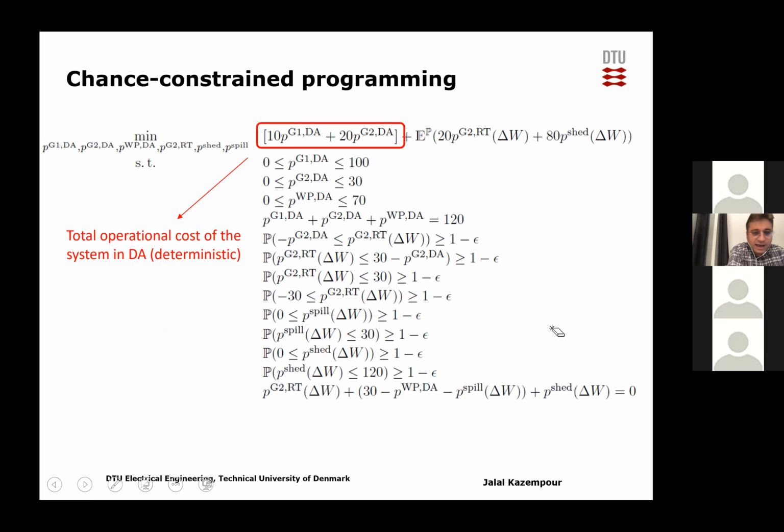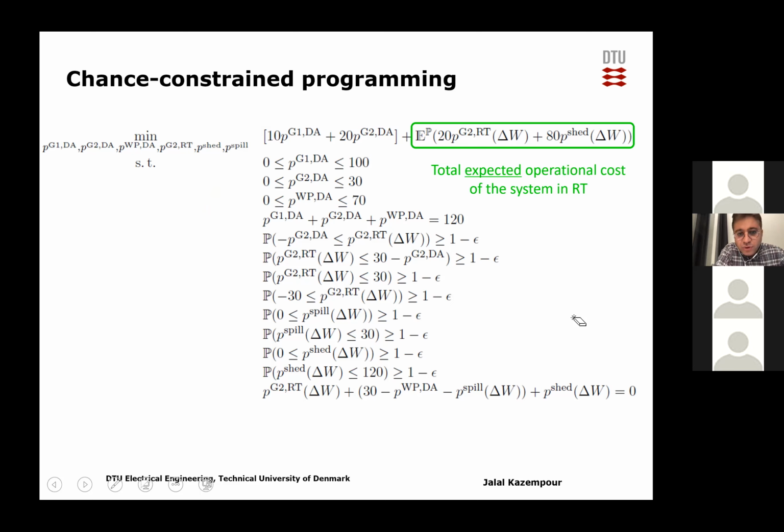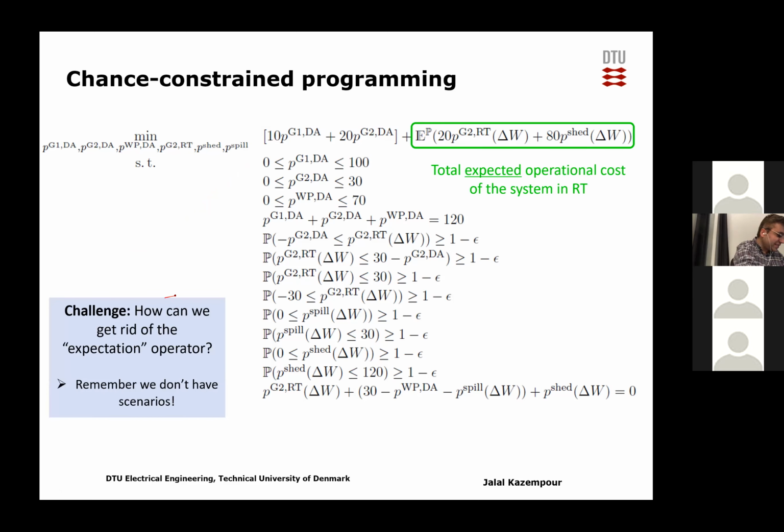Then we have, as before, the total operational cost in the day-ahead stage. It is a deterministic part. But now we have the total expected operational cost of the system. This is the expectation operator with respect to probability distribution P that we know is given. For us, it's given for now, right? So we just got a probability distribution. So the question is, well, we don't have scenarios. How can we get rid of this expectation operator? Remember, we don't have scenarios.